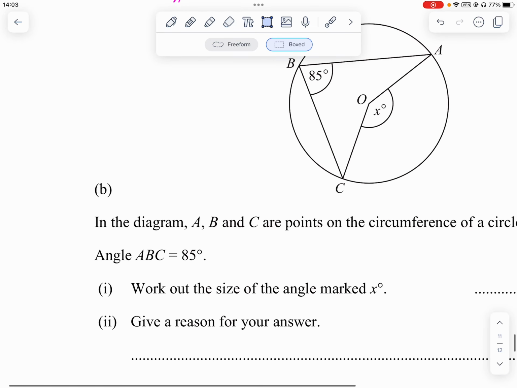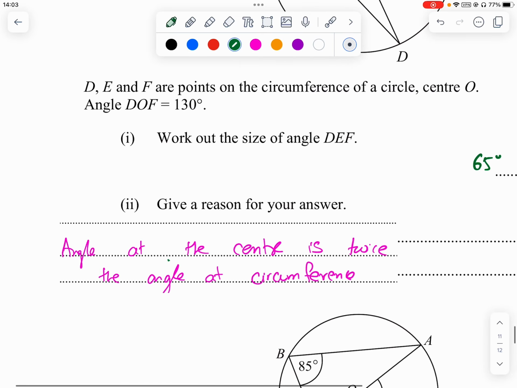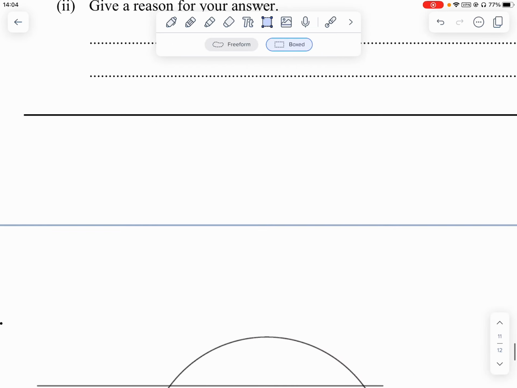Now part B, work out the size of the angle x. So if that is 85, 85 doubled is nothing but what? 85 times 2, which equals nothing but what? 170. The reason again: angle at the center is twice the angle at the circumference.